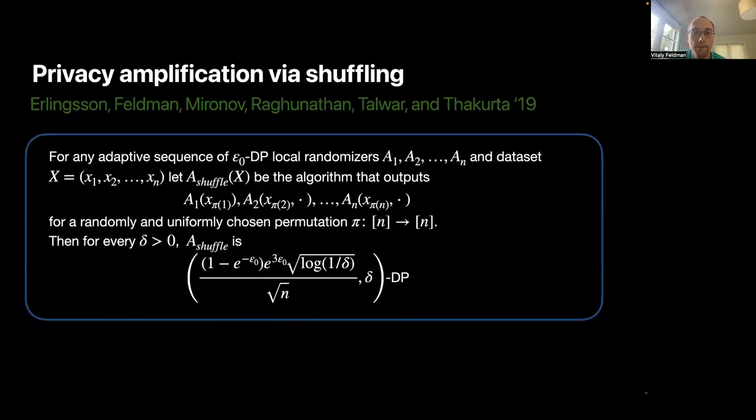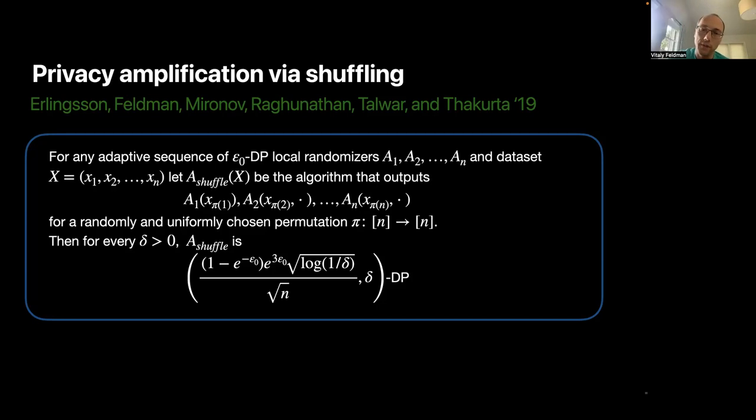And here is the formal statement of the theorem that was proved in that paper that I mentioned. And it says the following for any adaptive sequence of local randomizers A1 through AN. And what I mean here by adaptive is that I allow A2 to observe the output from A1 and A3 to observe all the previous outputs and modify their behavior on the basis of these previous randomizers. And this adaptivity is actually very important in machine learning.